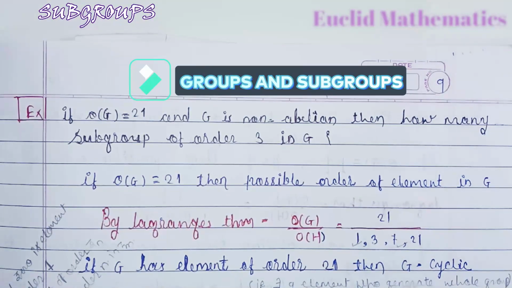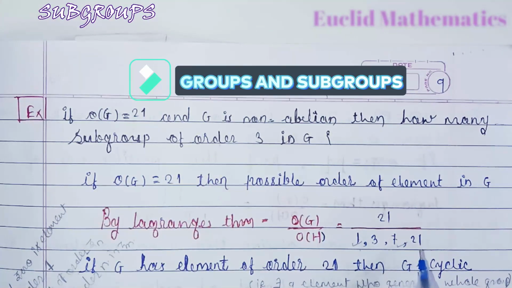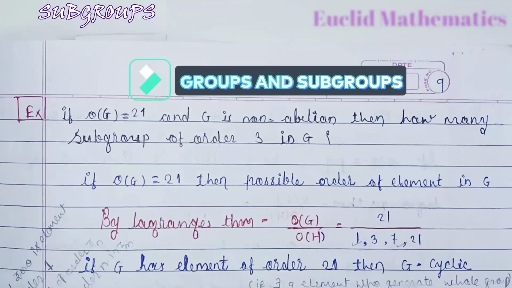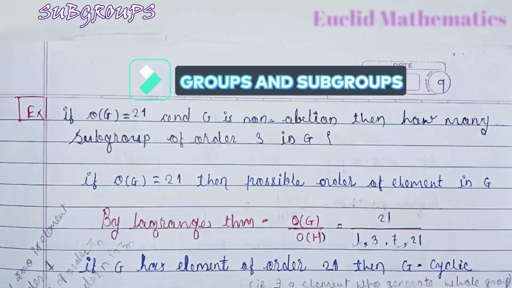What are the possible orders by which we can divide 21, using Lagrange's theorem? Lagrange's theorem says that our group order is divisible by its subgroup order. So the possible subgroup orders are the divisors of 21: 1, 3 also divides 21, 7 also divides 21, and 21 also divides 21. These are four possibilities for the order of a subgroup of our group. But we are not sure that all four actually occur; we have to check whether they are subgroups or not.